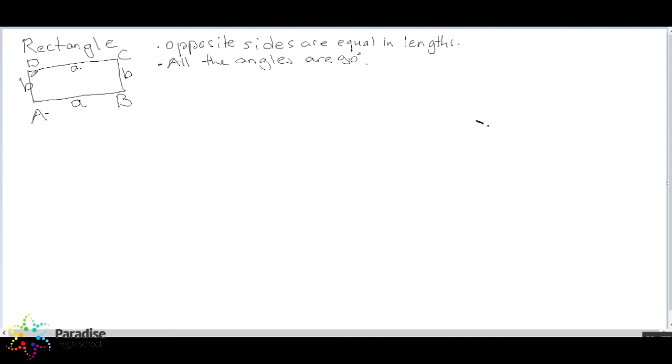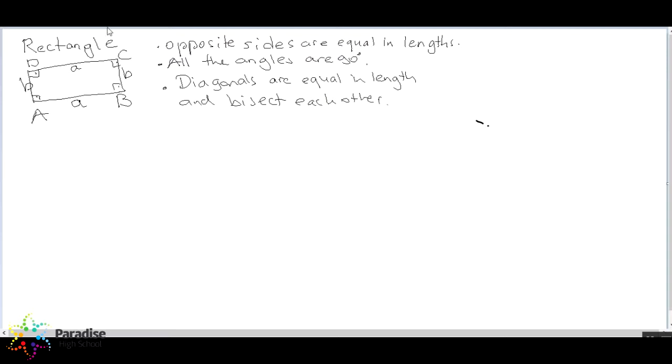So where are the angles? The angles are here. This is 90, that's 90, this is 90, and that is 90 degrees. Diagonals are equal in length and bisect each other.